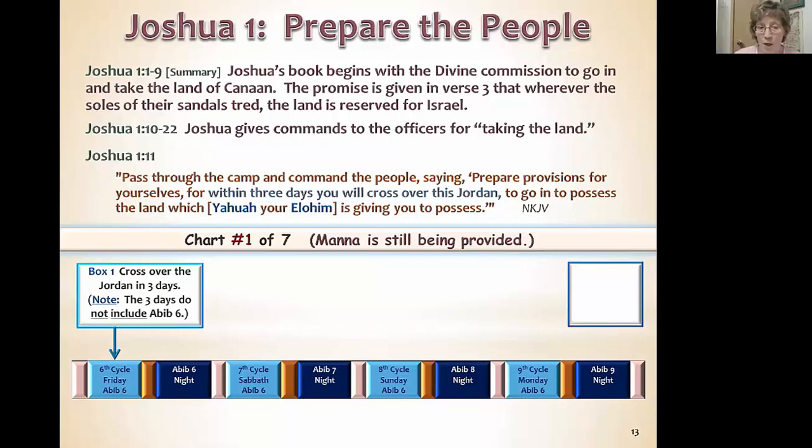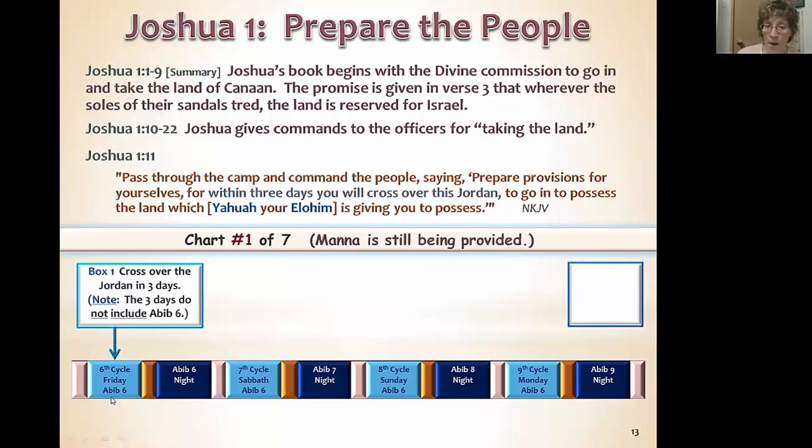So here's our charts, and we're going to have quite a few of these so you don't lose your bearings. But we're starting out with the 6th cycle. It is going to be a Friday, and it's Abib 6. I'm putting these dates in here so that you can see how the events progress forward from the 6th of Abib up to Passover on the 14th.